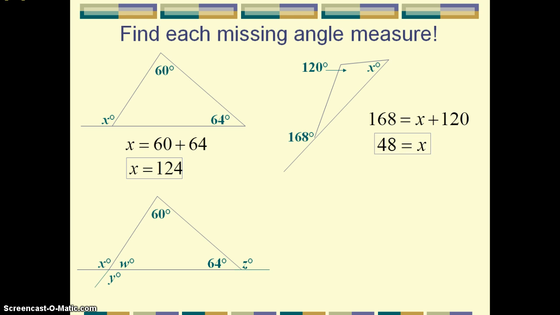Now we're finding x, w, y, and z. So w is an interior angle, and we can find that by using our interior angle sum. So we have w plus 60 plus 64 is equal to 180. We would find that w is 56.